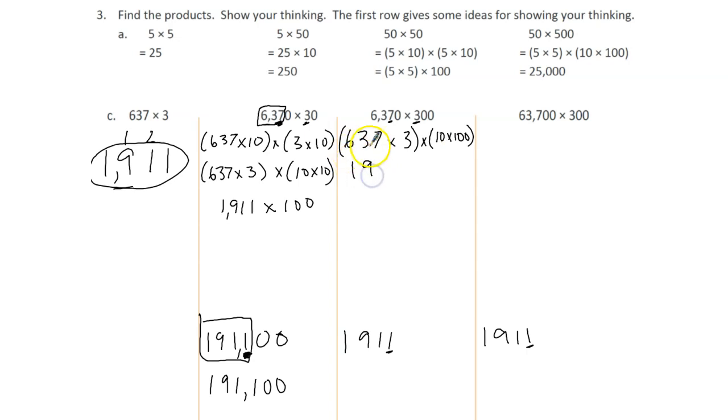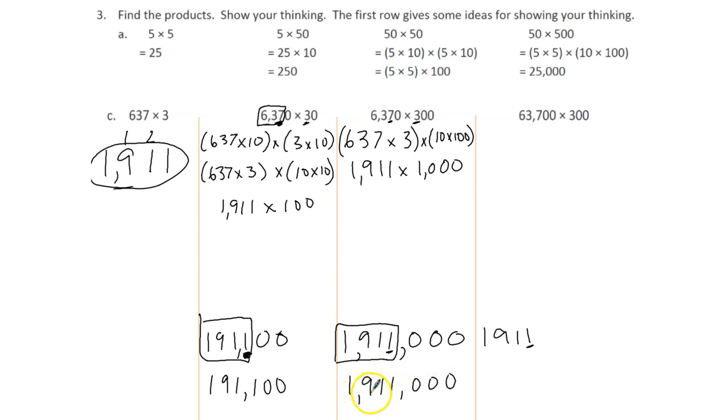Once again, I know that this 637 times 3 is 1,911, and then 10 times 100 is 1,000. So now this 1 is going to have to be in the thousands place. So that means I have 0 hundreds, 0 tens, 0 ones. So now I can call it either one. I can call it the standard form, which is at the bottom here, 1,911,000, or I can call it 1,911 thousands. Once again, that's 1,911 thousands. So if we had $1,000 bills, and someone gave you 1,911 of them, you would have $1,911,000. Let's go ahead and finish up this last one here.